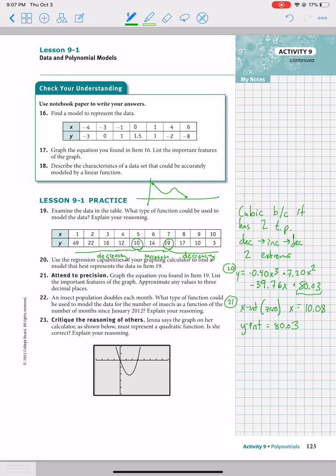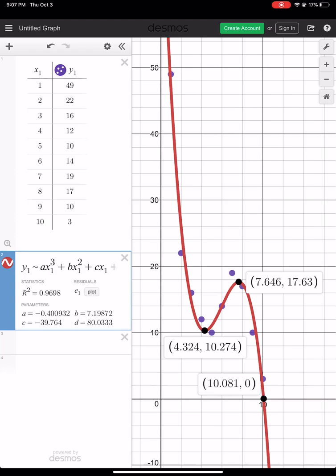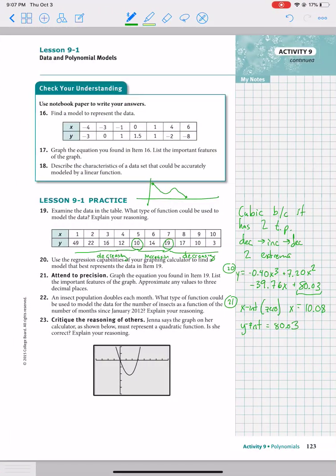And then our relative maximum, right, if we look back at our graph, we have a relative min and a relative max. So our relative maximum, and then here we're going to do our coordinate point. So it was at 7.65 and 17.62. And our relative min was at 4.32 and 10.28. All right, so on today's quiz, I'll ask you some very similar thing.